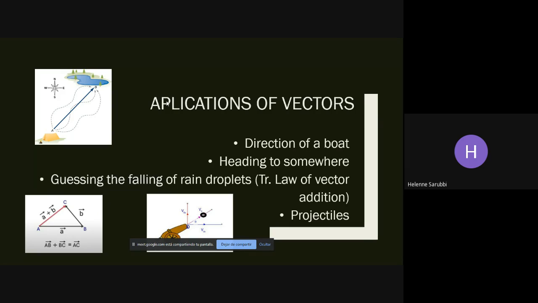This triangle law is just that the third side of a triangle represents the vector sum of two vectors. But there's a condition: the terminal point of the first vector must match the initial point of the second vector. And also about projectiles, because throwing a ball to a maximum distance needs a specific angle. They say that is 45, but I'm not sure.